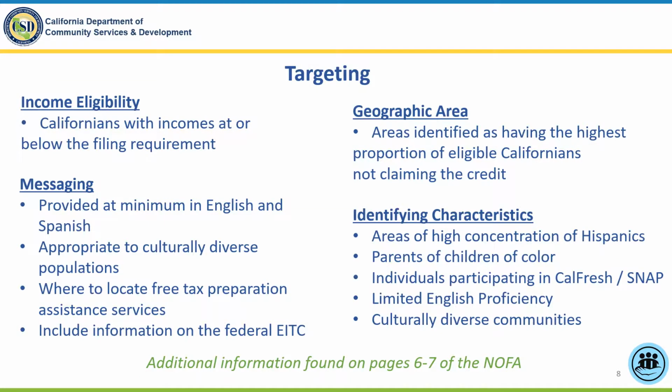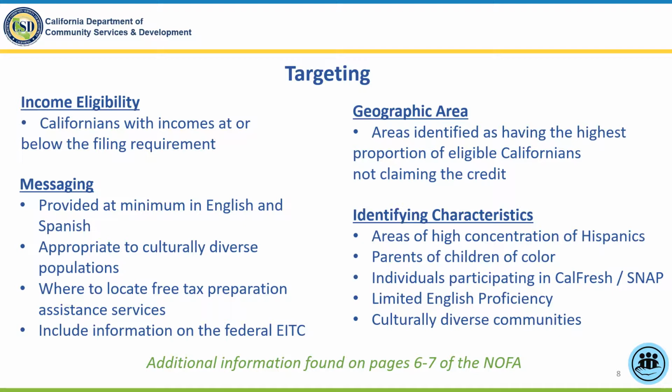The following two slides depict the targeting activities that should be included in your outreach and education efforts. At a minimum, education and outreach activities must be provided in English and Spanish. All messaging delivered should be culturally sensitive and customized to the population in which education and outreach materials are being distributed. Activities should be conducted in different languages as appropriate to engage culturally diverse populations in the target area for which you are applying to serve. Messaging should also include how eligible Californians can access free tax preparation assistance services. Targeting should include Californians who have never claimed EITC.